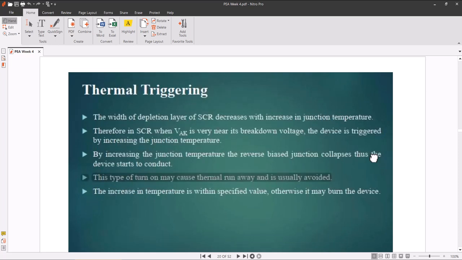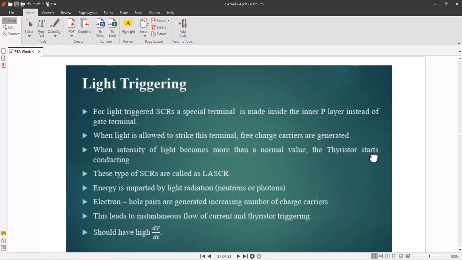The width of the depletion layer of the SCR decreases with the increase in junction temperature. So in an SCR, when VAK is very near to its breakdown voltage, the device is triggered by increasing the junction temperature. By increasing the junction temperature, the reverse biased junction collapses, thus the device starts to conduct. This type of turn on may cause thermal runaway and is usually avoided. The increase in temperature must be within the specified value, otherwise it may burn the device.